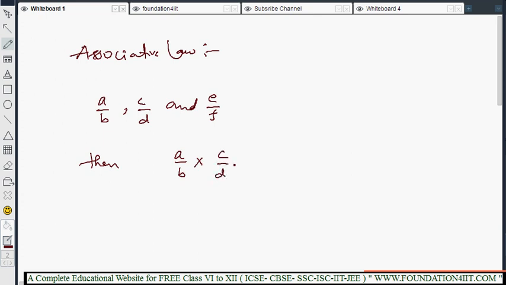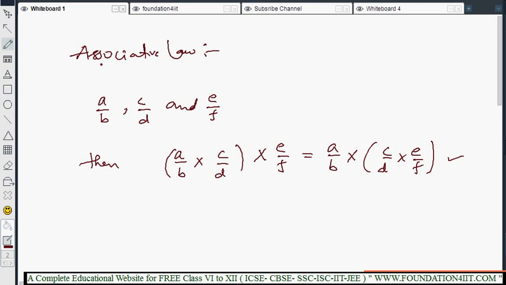c by d, the first two will multiply, then the result will multiply with e by f. That answer is also equal to a by b into bracket of c by d into e by f. If the second and third rational numbers multiply first, then the result multiplies with the first, you'll get the same answer. So that is nothing but the associative law.